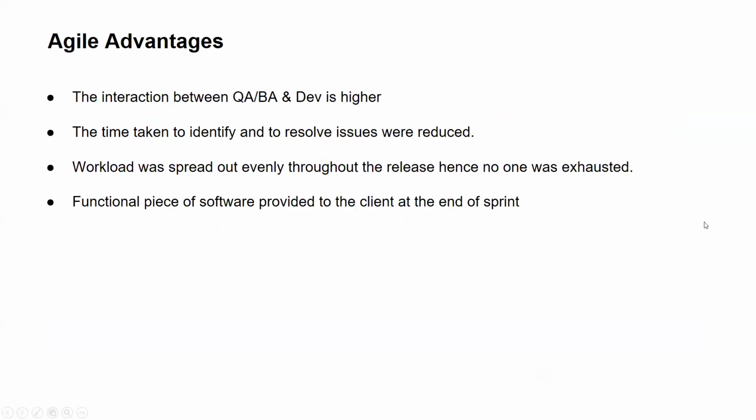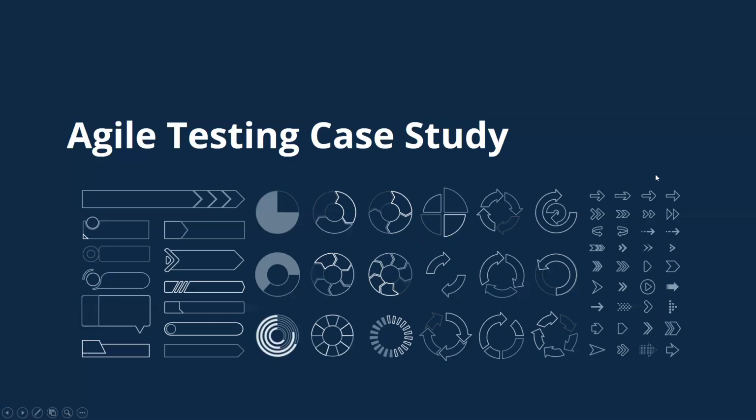So the overall advantages will be the interaction between the QA and the dev is higher. Time taken to identify and resolve the issues was reduced. Workload was spread out evenly through the release, and a functional piece of software was provided to the client at the end of the sprint. So these things I think we have already discussed.